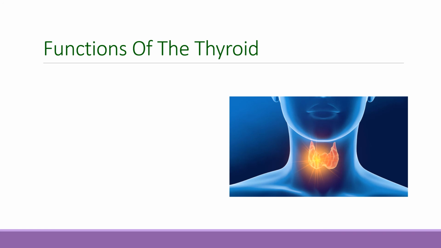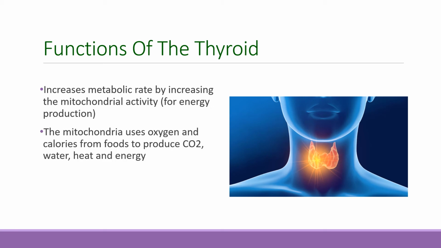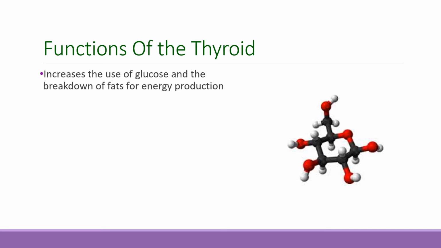So what are the functions of the thyroid? It increases metabolic rate by increasing the mitochondria activity for energy production. The mitochondria uses oxygen and calories from foods to produce CO2, water, heat, and energy. It maintains body temperature. It stimulates protein synthesis. And it increases the use of glucose and the breakdown of fats for energy production.